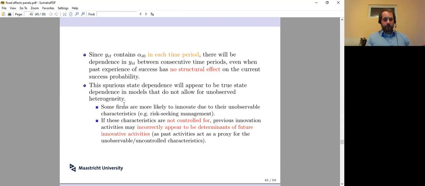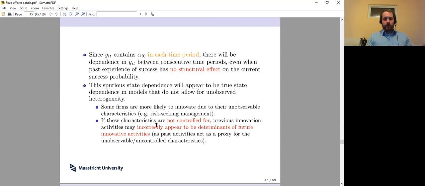And so what would be an example of spurious state dependence? Well, let's say that firms are very different in terms of their risk-seeking management. Some firms have very risk-seeking management. They go for innovation, whatever happens. Think of Google, for instance. They innovate no matter what. That's risk-seeking management, and this is driving their innovation, not whether they have been doing innovation before. They don't care. They would innovate whatever.